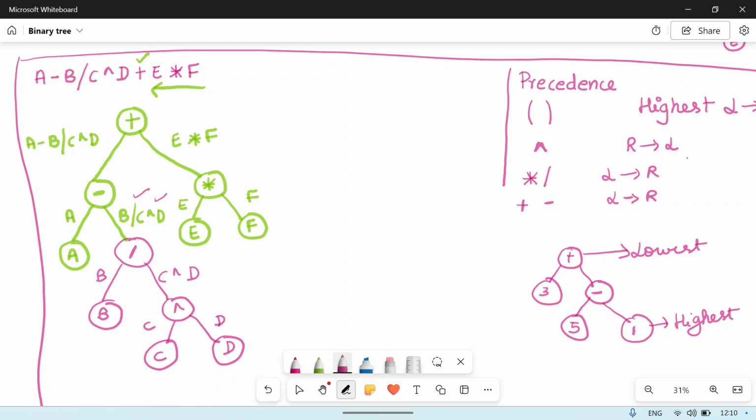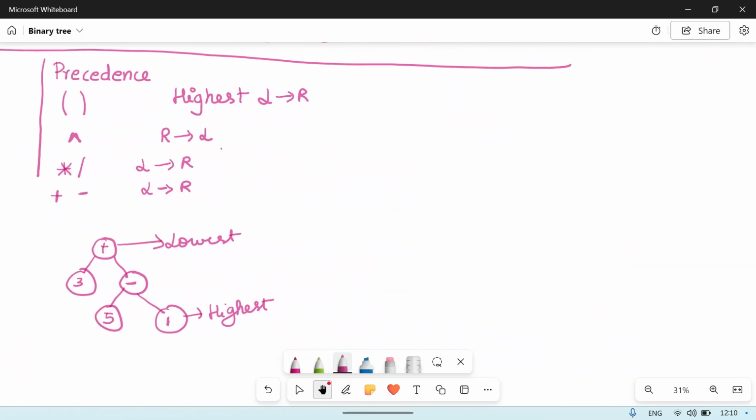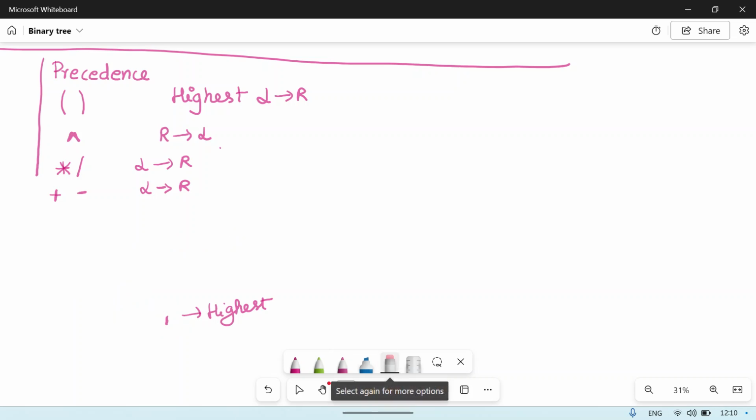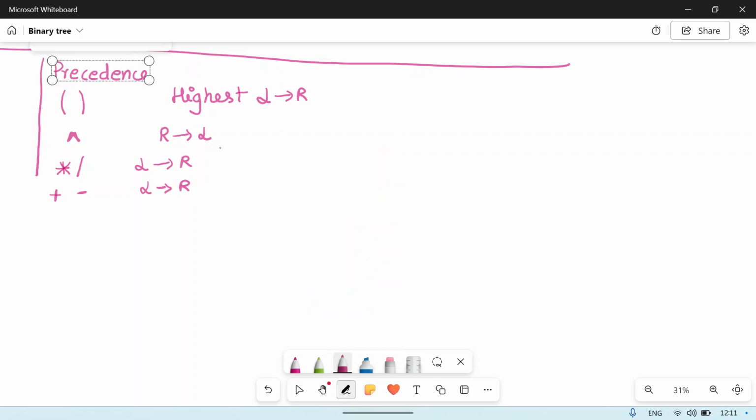Are you understanding? Okay, let me do one more. You have to remember the highest precedence always comes at the bottom. Because when we evaluate the expression, we will have to evaluate from the bottom end. That's why.